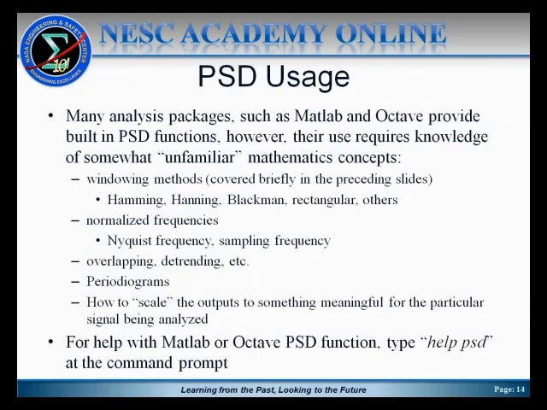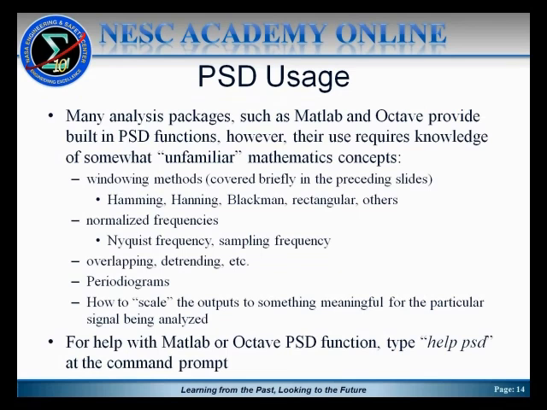And as I mentioned earlier, many analysis packages such as MATLAB and Octave provide built-in PSD functions, but if you actually attempt to use those or try to get some help using the help function on them, you'll get a lot of very unfamiliar concepts if you're not familiar with PSDs. As I said, you'll get lots of examples of how to use different windowing methods, which we covered briefly, so you're not totally unfamiliar with them, but there are many different kinds of windows. There are Hamming windows, which we described earlier. There are Hanning windows. There are Blackman windows. There are rectangular windows. There are triangular windows. There are all sorts of other windows.